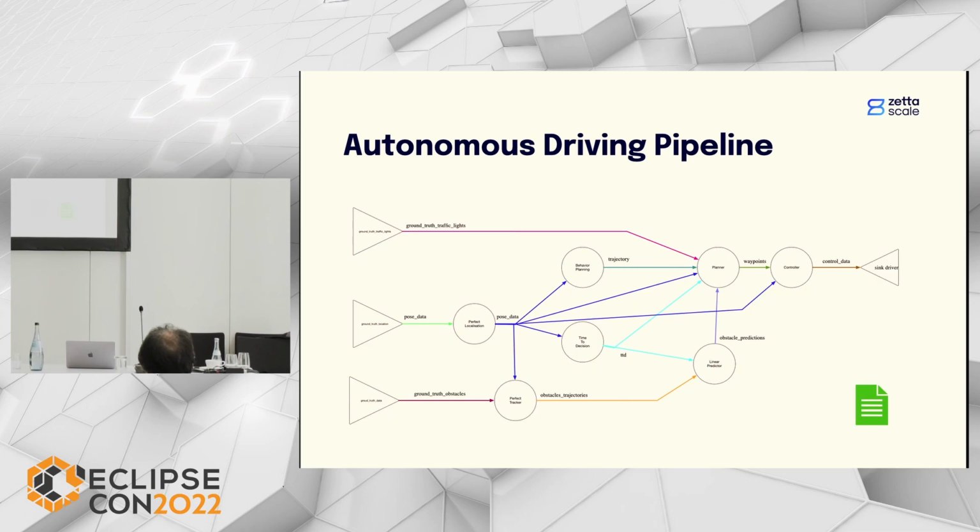So we can see this one is doing some localization based on information from the ground truth, while this is doing some tracking, and this is doing some time to decision, and so on and so on. And at the end, we have a sink that is something that's interacting again with the external world. In this case, it's something that is sending to the simulator where the car has to go.